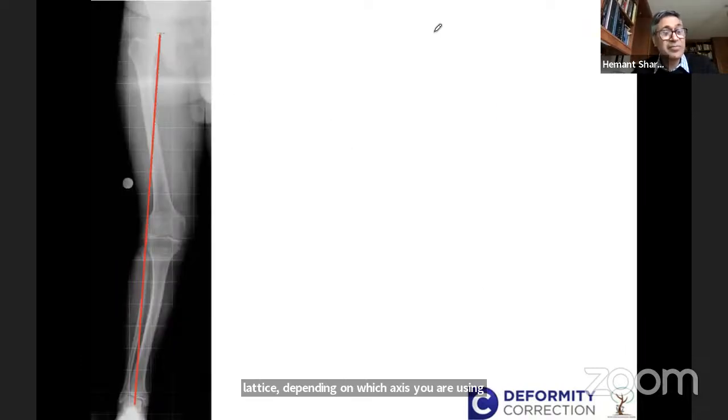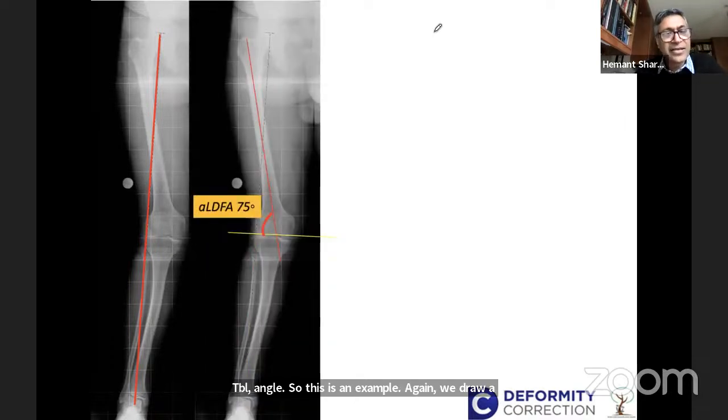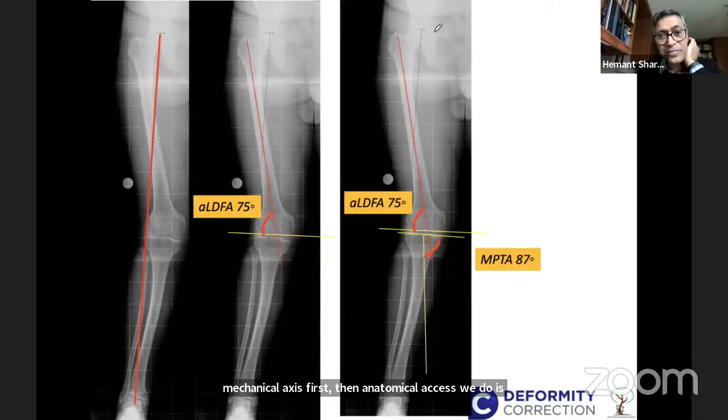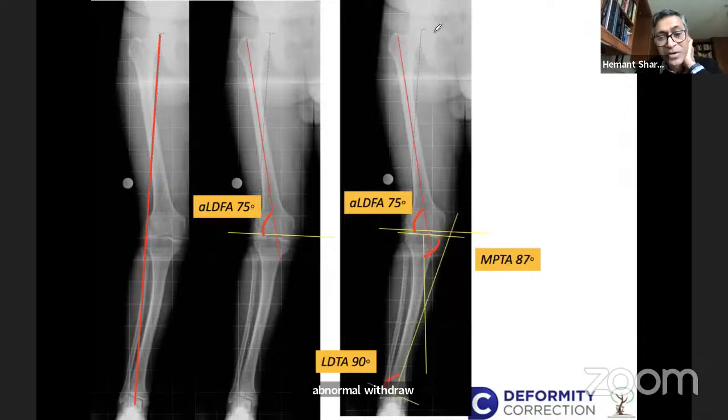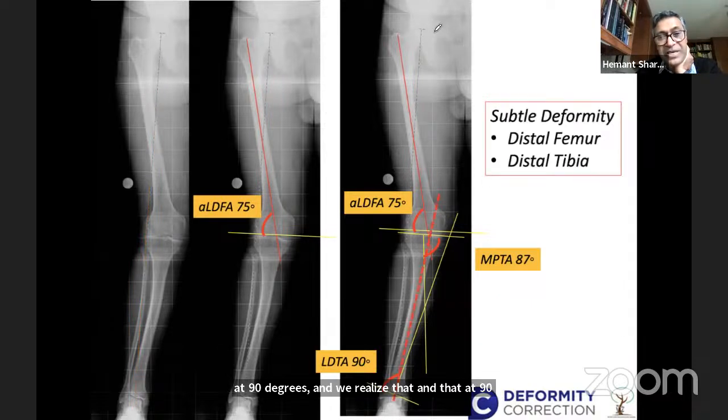So this is an example. Again, we draw a mechanical axis first, then the anatomical axis. The lateral distal femoral angle is 75, which is clearly abnormal. We draw the medial proximal tibial angle, which we find is also abnormal. We draw the lateral distal tibial angle at 90 degrees, and we realize that the CORA is outside the bone, which means it has to be more than one deformity, and therefore we draw a third axis.